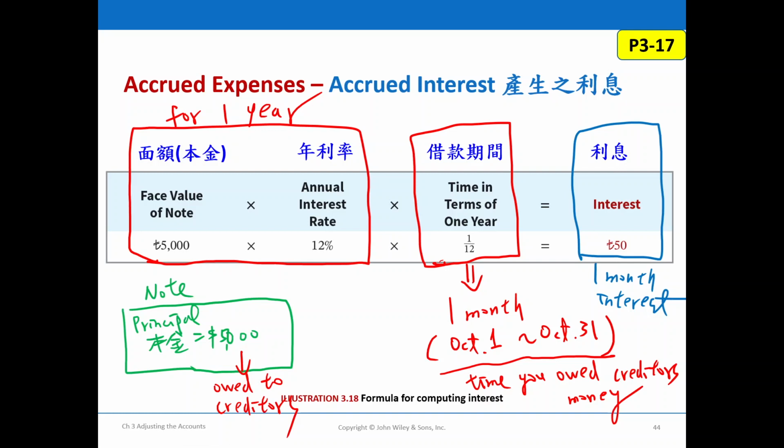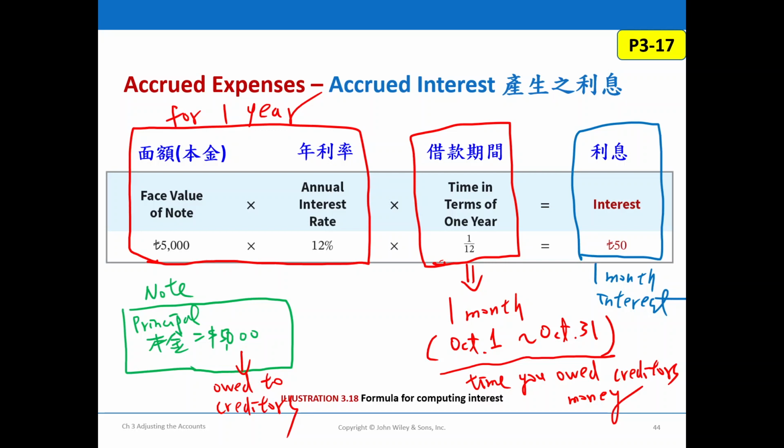5,000 times 12%. 12% for 1 year. So 5,000 times 12% is the interest that is due for 1 year. Right now is October 31st. So how long has the time passed?